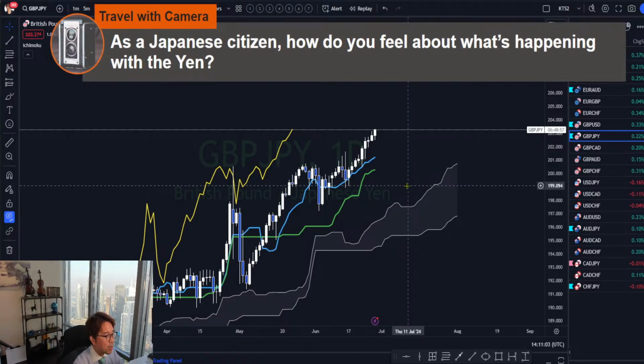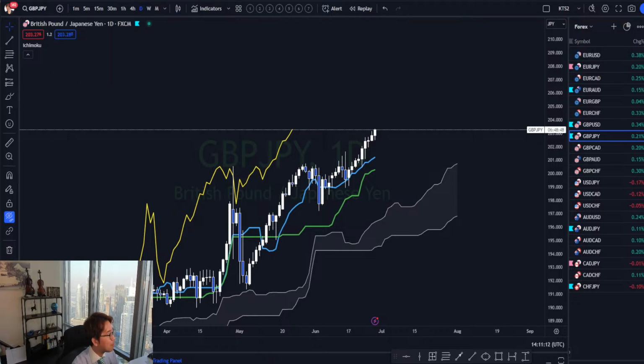From the Ichimoku viewpoint also, for example, on this daily chart, Ichimoku Kinko Hyo has 5 lines. One is the Senkou span B, which is this one. And the other one is called Senkou span A, which is here. And the area between Senkou span A and B is called Kumo, or cloud in English. And the green one is called Kijun-sen, the blue one Tenkan-sen, and the yellow one Chikou span.